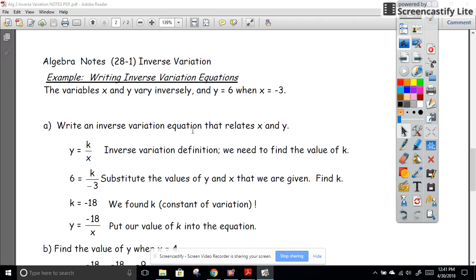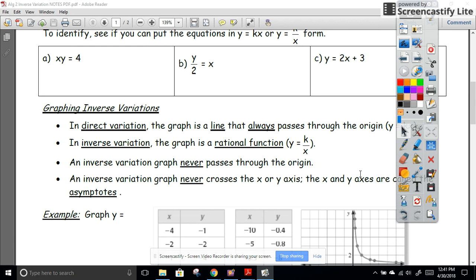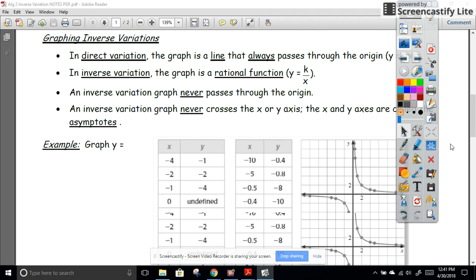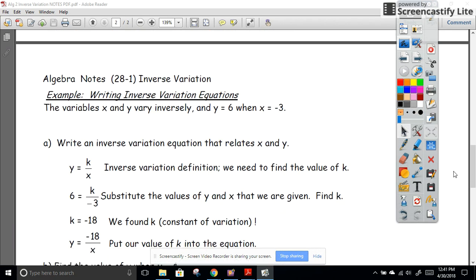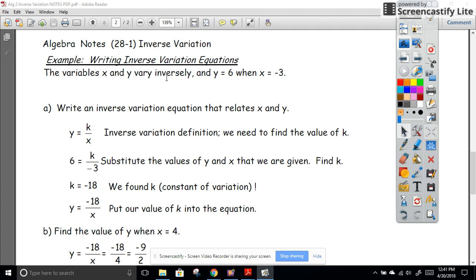So here's some problems that you're going to have to work. And the key to it truly is being able to start with this formula right here. This formula is the key to it, y equals k/x. Okay, so let's go back over here. It says the variables x and y vary inversely. So as soon as you read vary inversely, you write y equals k/x, because they say that x and y vary inversely. So you write down y equals k/x.